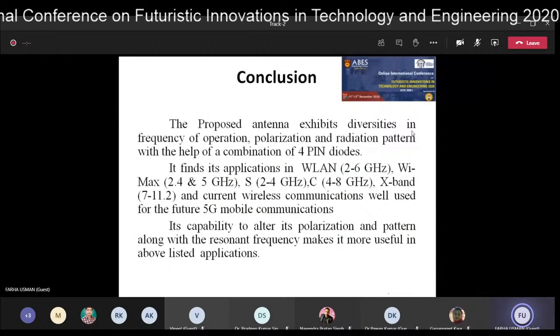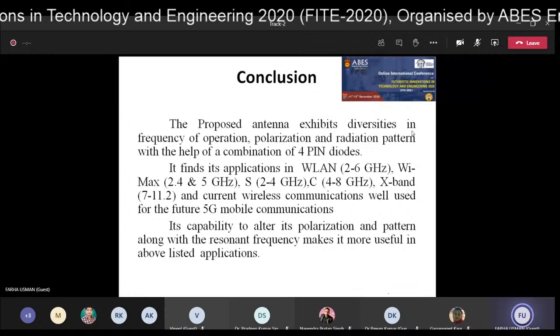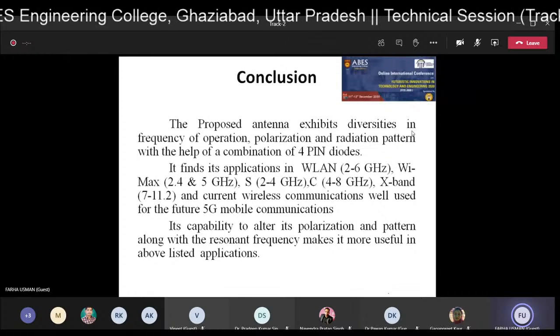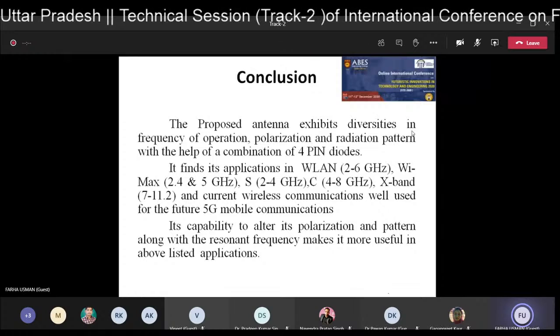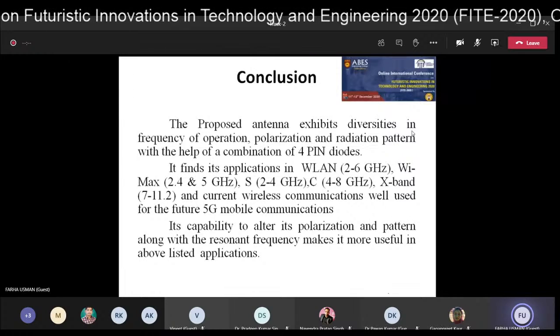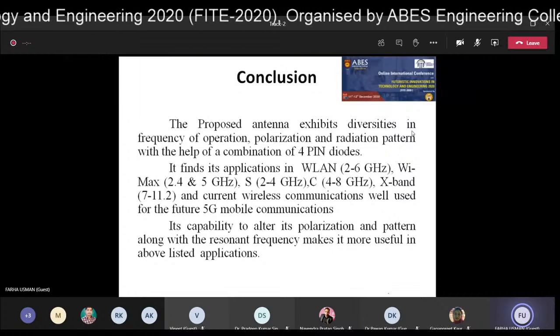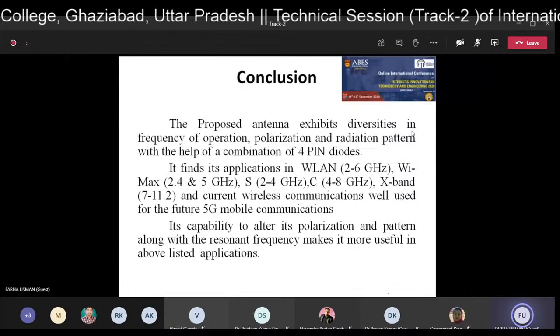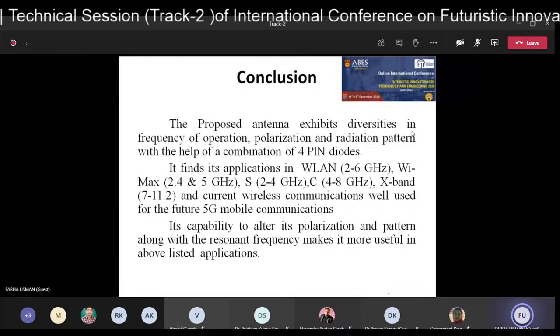So the proposed antenna exhibits diversities in frequency of operation or resonant frequency, polarization, and radiation pattern with the help of a combination of four different PIN diodes, where two diodes have been used for feeding and two diodes have been used to connect the outer square patch with the inner circular patch.